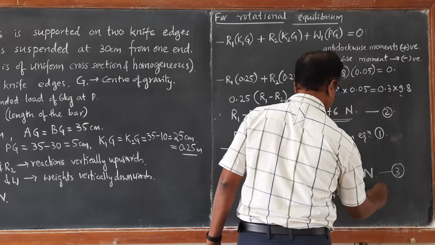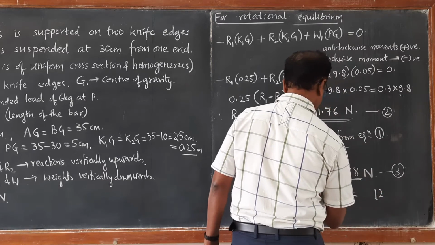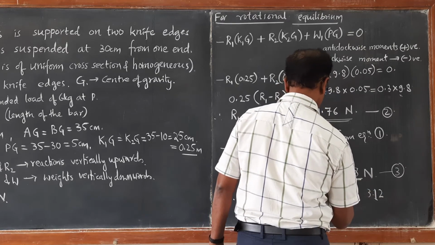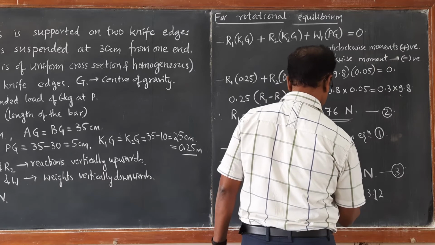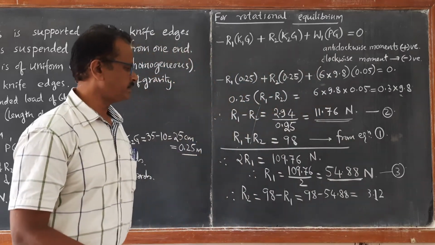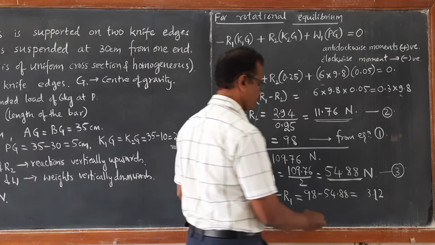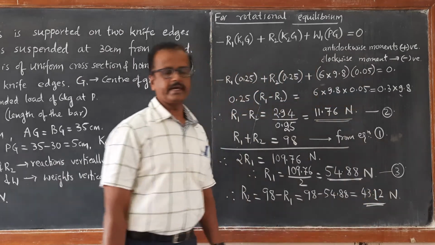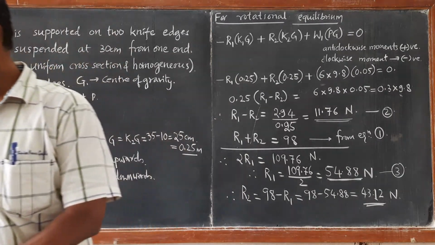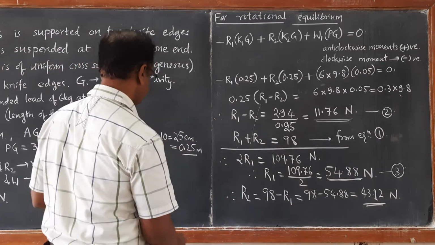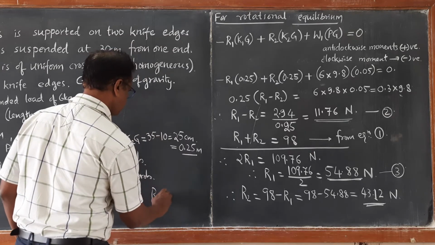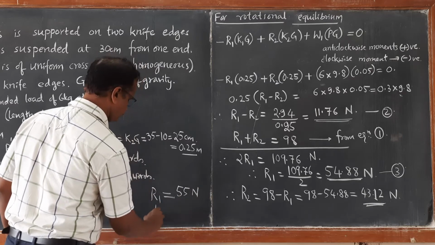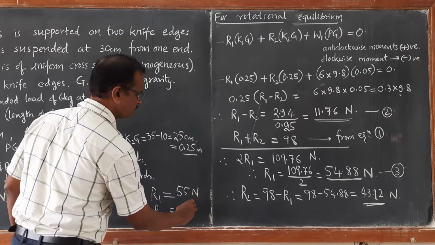we get 43.12 Newton. So this is how we calculate the reaction force. So you can write R1 is almost equal to 55 Newton, R2 is almost equal to 43 Newton.